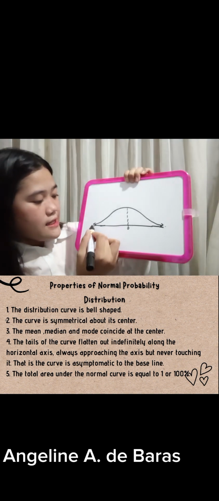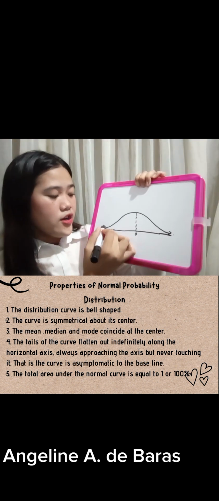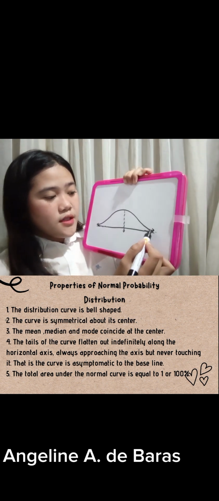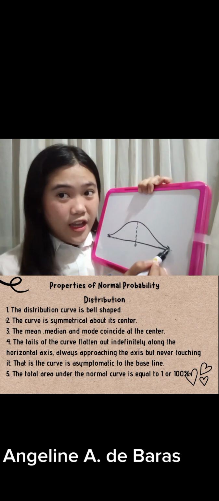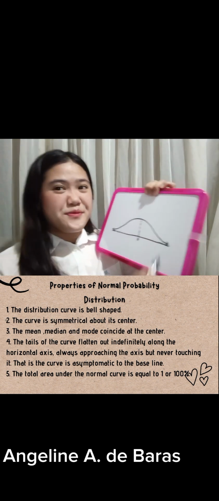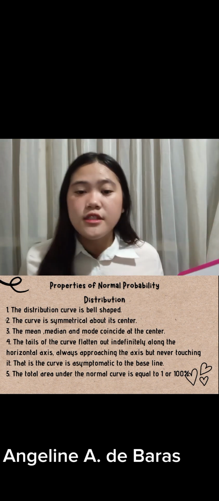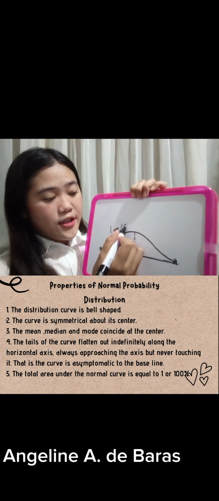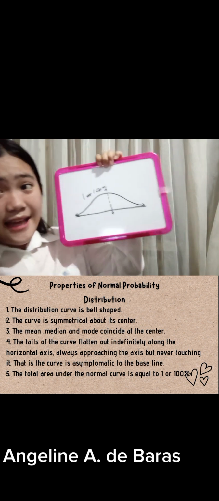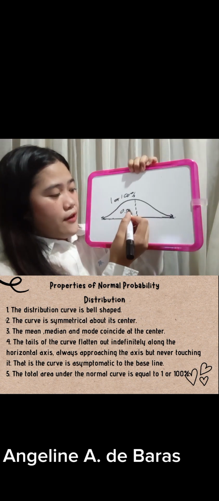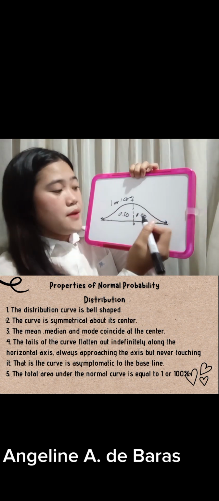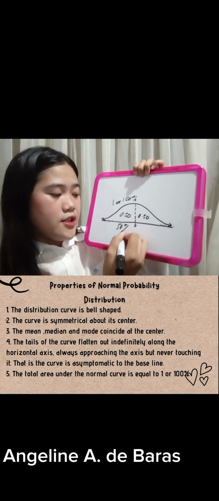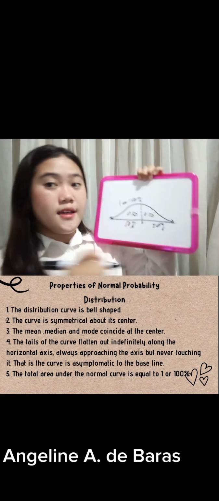Means that, as you can see, this is our horizontal line, and this is our normal curve. They are meeting each other but never touch. And fifth, the total area under the normal curve is equal to 1 or 100%. Means that on this side we have 0.50 and 0.50 to become 1 or 100%. Or simplified, let's say we have 50% here and 50% also here.